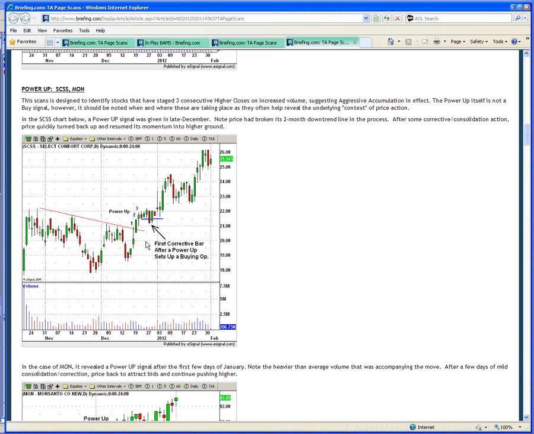This stock here was Select Comfort, and you can see it showed up on our scans as a power up here at the end of December. And after about a couple of days of consolidation, and there was one corrective bar here, price resumed higher, broke out above 22, and eventually made it up to about 24.5 in a short time frame, and continued trending higher with the market.